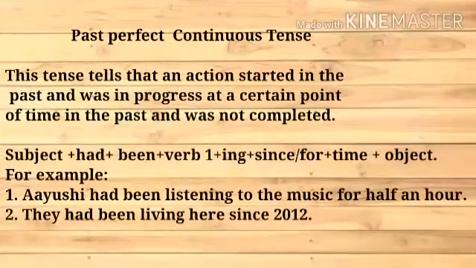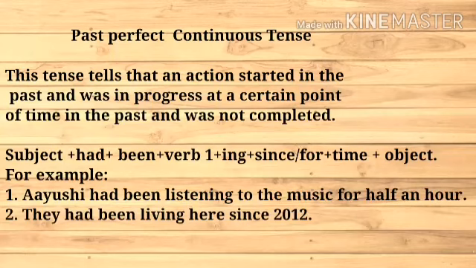Now comes the fourth tense, and that is past perfect continuous tense. This tense tells that an action started in the past and was in progress at a certain point of time in the past and was not completed. For example, Ayushi had been listening to the music for half an hour. Here, the action of listening to the music started in the past and was in progress at a certain point of time in the past and was not completed.